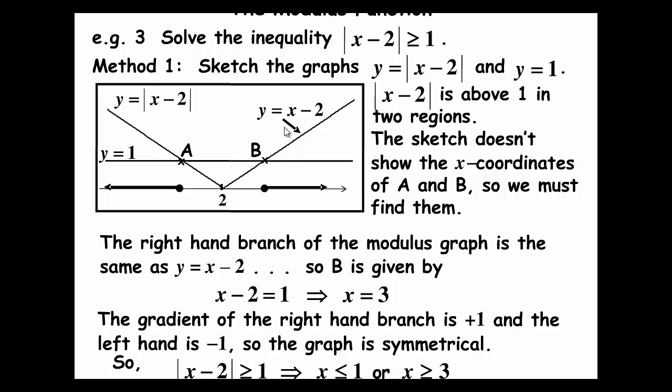So similar method to the first example. We can work out the value of x at B. We know that y equals x minus 2. We know that y equals 1. So if we put that in there, we can work out that x must be 3. We can then just use the graph symmetry again to work out that this value must be x equals 1. So the regions are x is greater than or equal to 3 and x is less than or equal to 1.